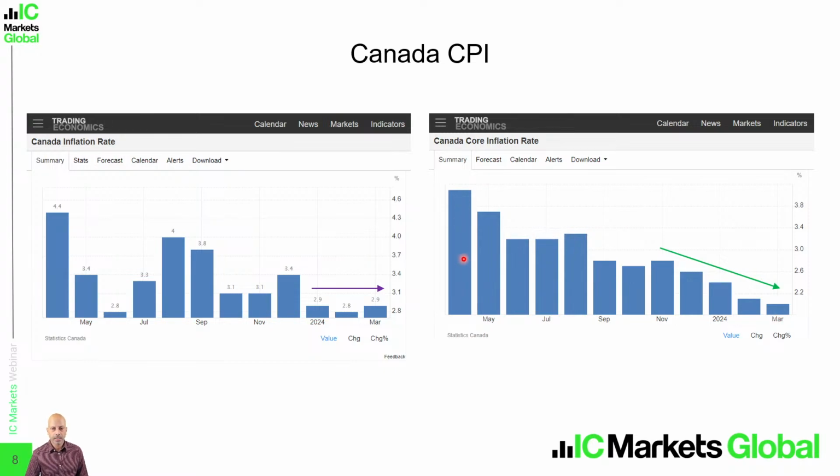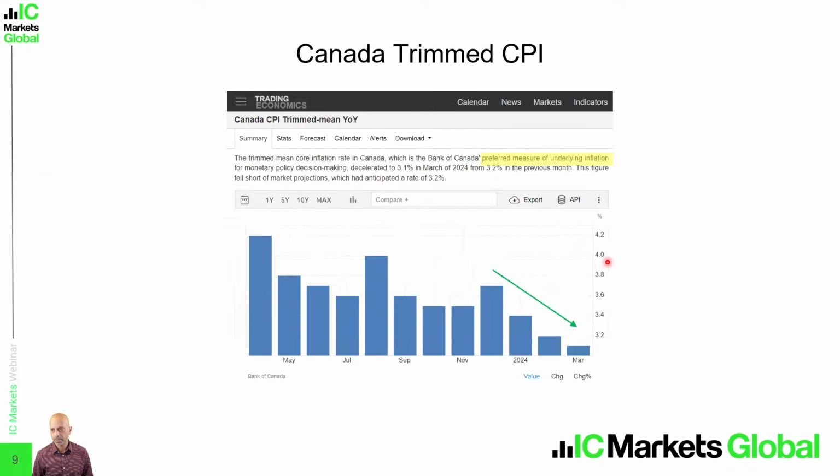So CPI inflation data in Canada is headed in the right direction, and especially when we look at the trim CPI, which is the Bank of Canada's preferred measure of underlying inflation, we can see that over the last 4 months it has trended significantly lower as well, coming in at 3.1% for the month of March.